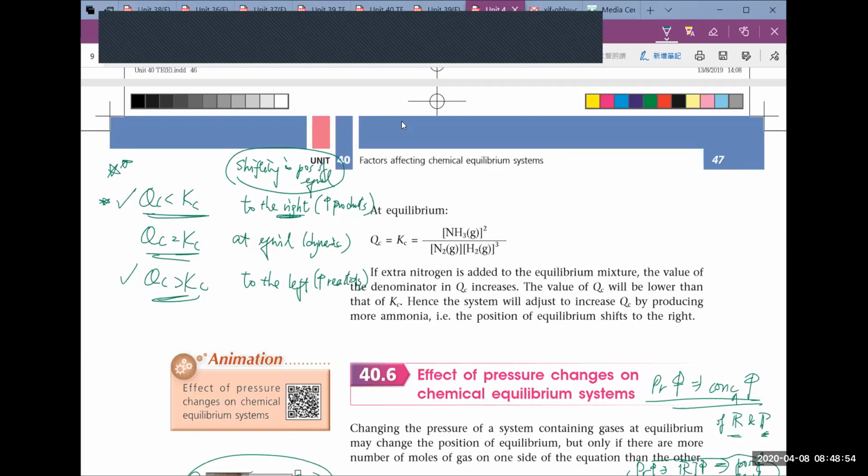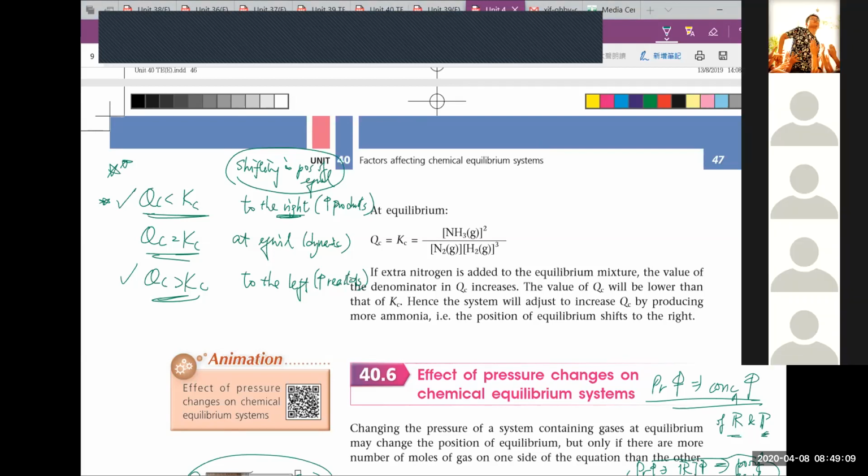Can you get the point? Anyone who can get what I mean, could you please put a tick here? Yes, we have got two ways to explain, right? One for you to predict is by Le Chatelier's principle. The other one is what? Is by using Qc.